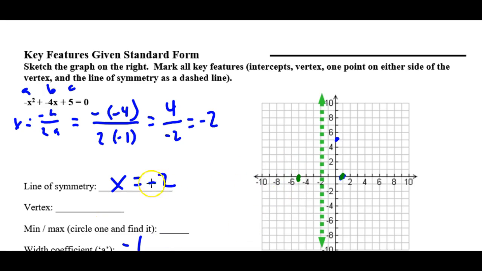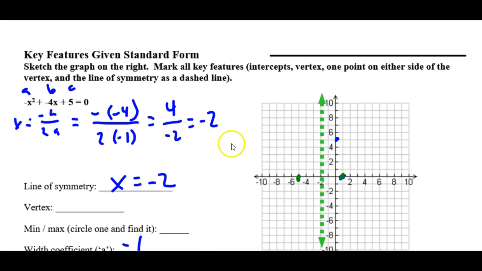But I'm going to be plugging that -2 back in to the original problem in order to solve for the min-max, the y value. Now, one thing I noticed right away is my two x-intercepts actually mirror very nicely on either side of this dashed line. If they didn't, something would be wrong, because it means that I wouldn't have an accurate reflection back and forth like that.